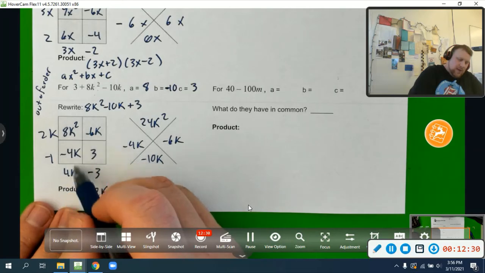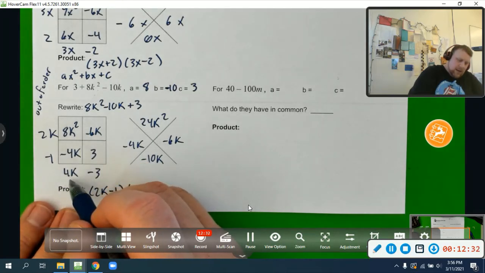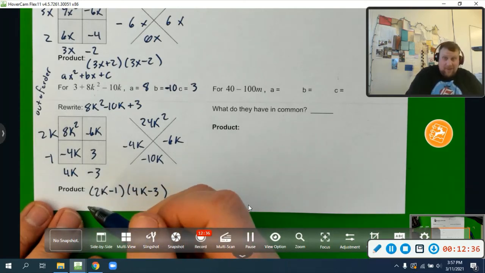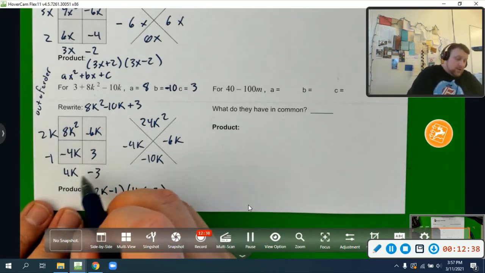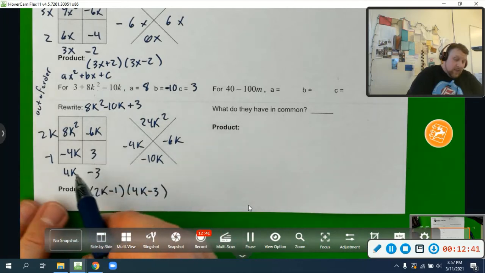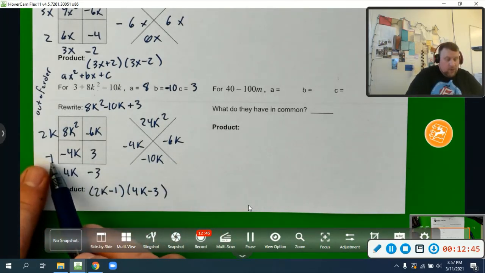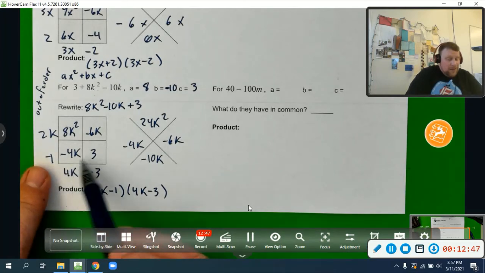Out of here, you may be thinking by the same reasoning, I can pull out a negative 4, and I could, but I don't want to. Why? I don't want that to be negative, and actually it wouldn't even work out. So it's going to be a positive 4k, and then here's the thing, though. What do I multiply times 4k to make negative 4k? Negative 1.